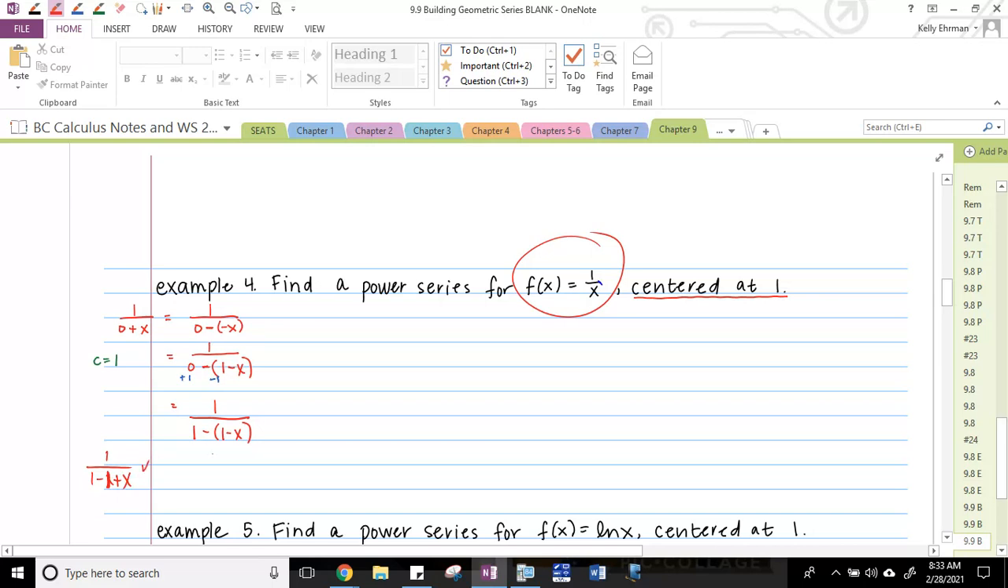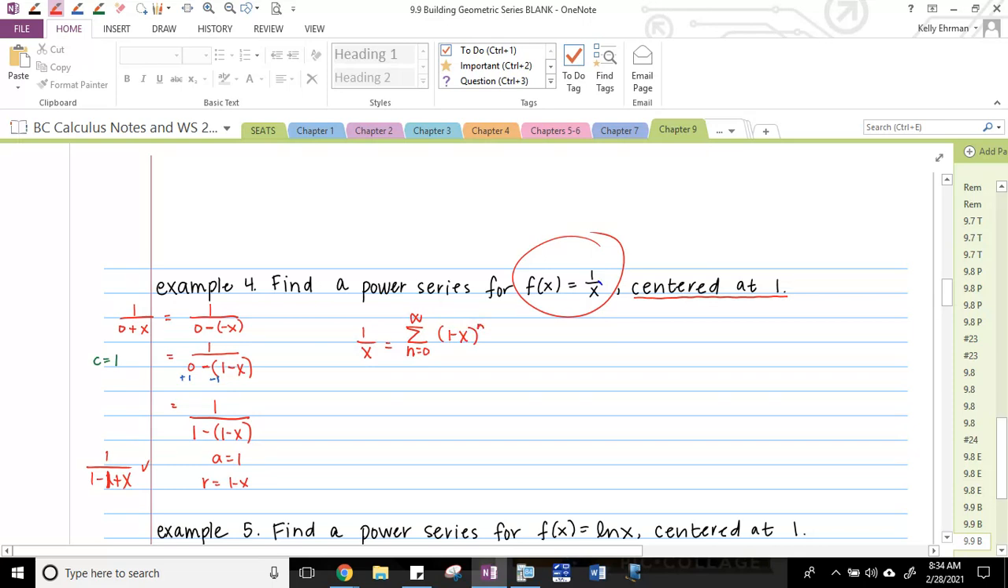And once you get it built like this, you can see a is 1 and r is 1 minus x. So 1 over x has the power series from 0 to infinity of 1 times 1 minus x to the n.